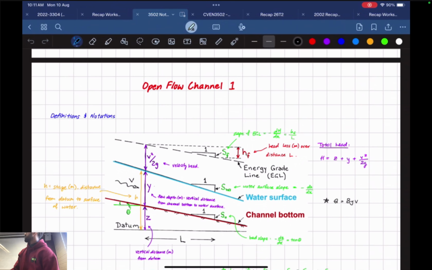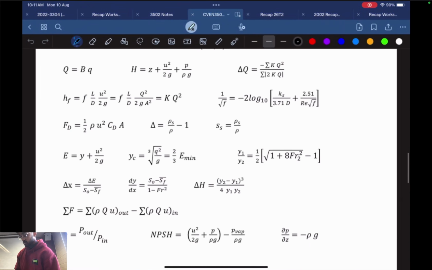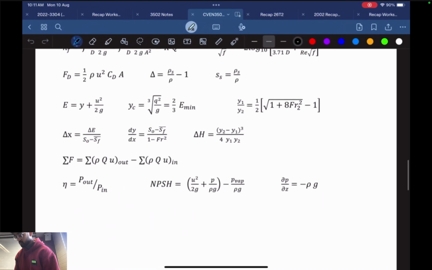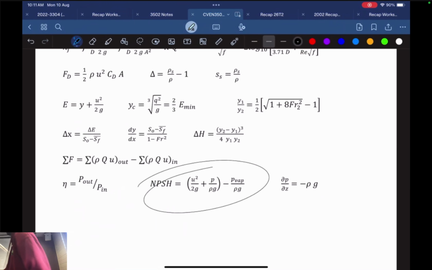I don't think I'll have time to go through a question for pipe flow, specifically with pumps, like your NP, SH stuff. Let me pull up the formula sheet real quick. Like this stuff here. I don't think I'll have a question, but I'll recommend you guys one or two questions to do. That kind of helped me last year to prep for the finals.